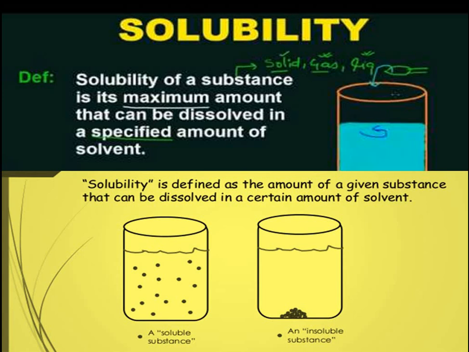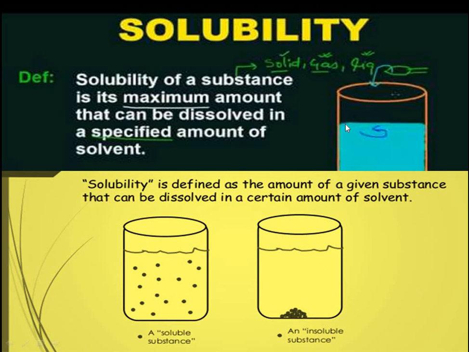Solubility is defined as the amount of a given substance that can be dissolved in a certain amount of a solvent, which means we can say that it is the maximum amount which can be dissolved in a specified amount of solvent. For example, if we have this amount of solvent, we can add solute depending upon this solvent concentration. After the solute is completely dissolved, if we add more solute it will not get dissolved and it will get separated here like this.